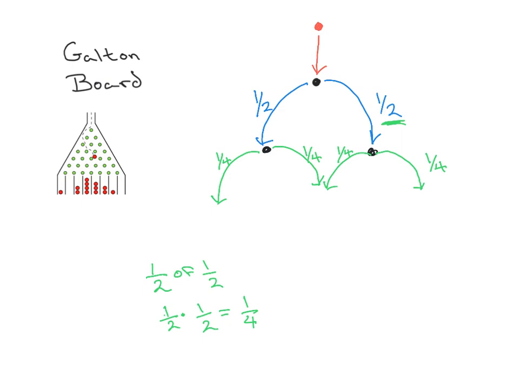So if I'm collecting them right here, that means that a total of 1/4 of the marbles theoretically should fall here, and that 1/4 plus 1/4 would be 1/2, and over here just 1/4.